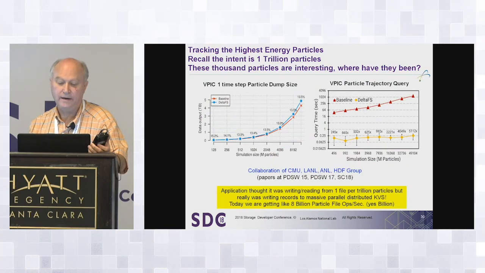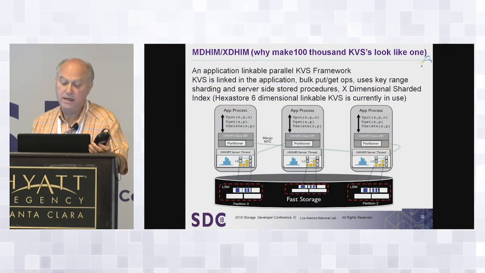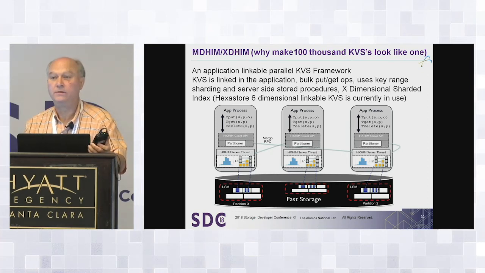Let's not go through that. Let's go to the next thing. The next thing is MDHIM. MDHIM is, okay, that was really easy because it was a single dimension index.